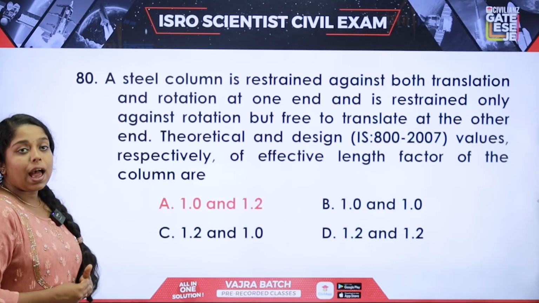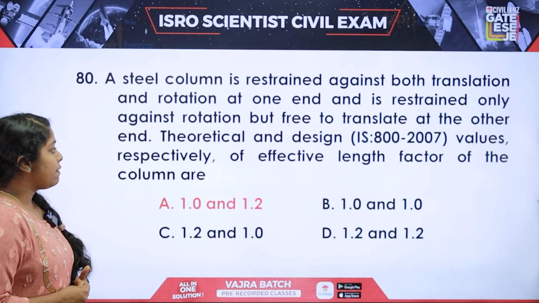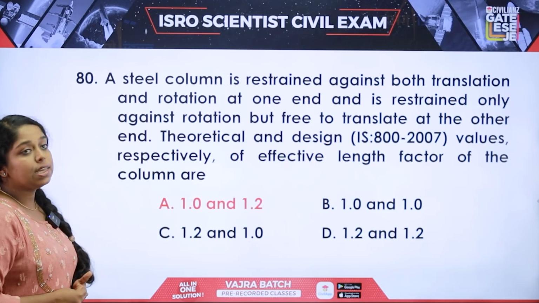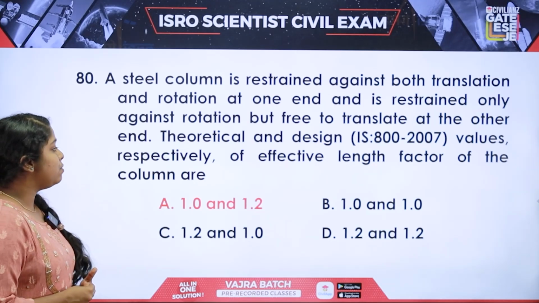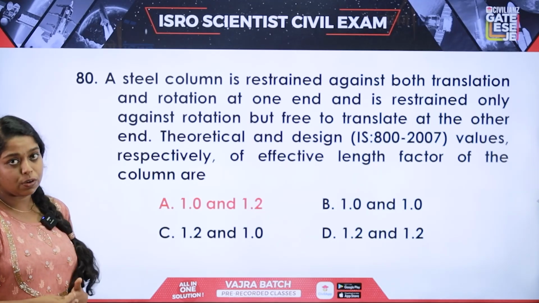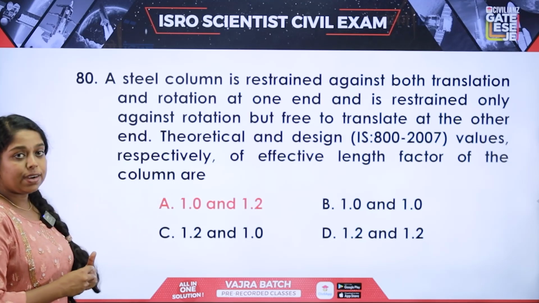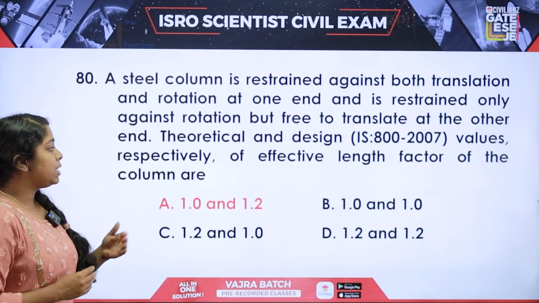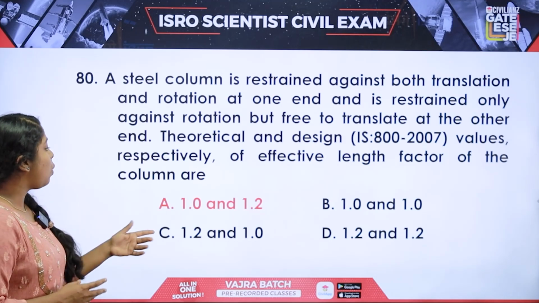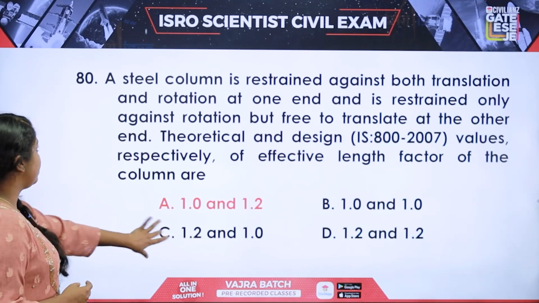So as per IS 800-2007, we need to find out the theoretical and design values of the effective length factor of the column. The theoretical effective length factor is 1 and the design effective length factor is 1.2. So option A is the right answer.